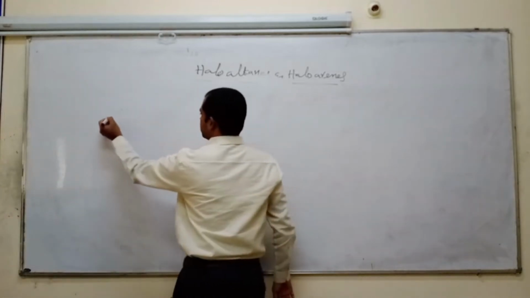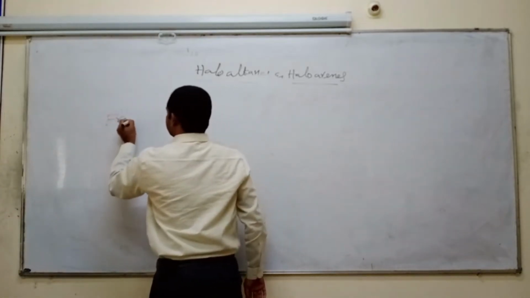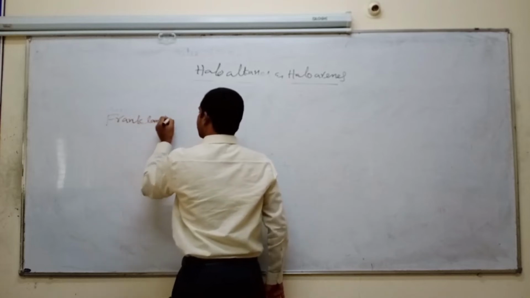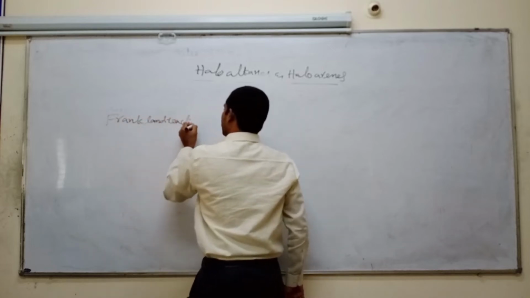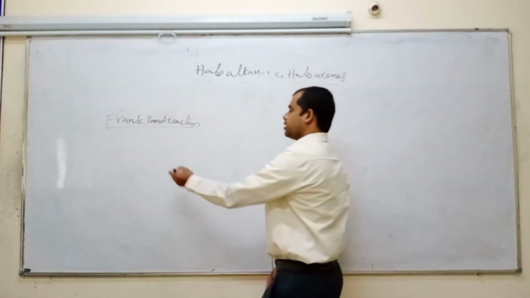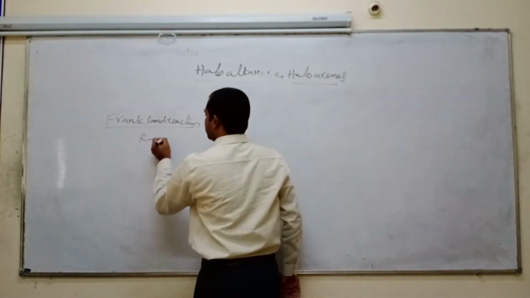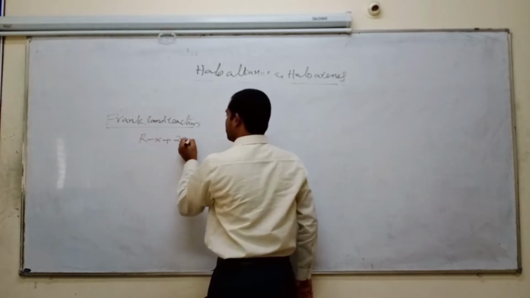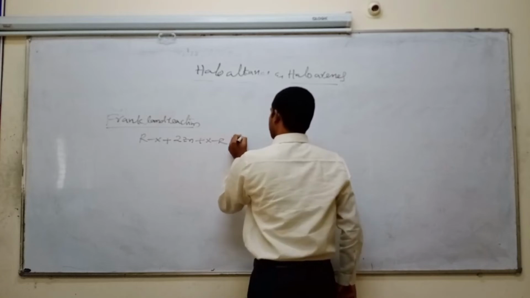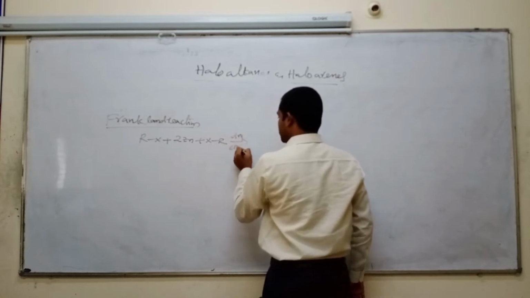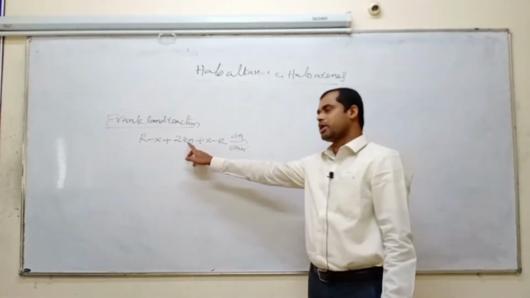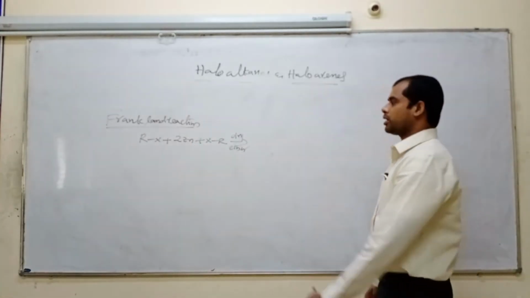Next one is the Frankland reaction. Frankland is also another scientist. In the Frankland reaction, he also prepared alkanes, but he changed the reagent. Here the alkyl halide reacts with zinc metal in the presence of dry ether. In the Wurtz reaction sodium metal is used, but in the Frankland reaction he prepared the alkane by using zinc metal.